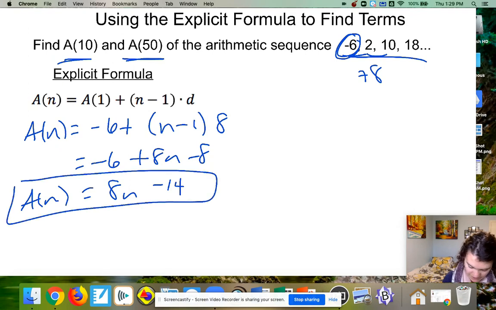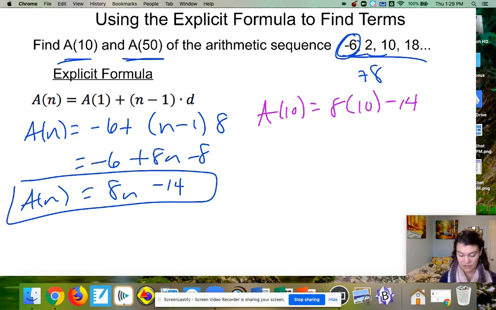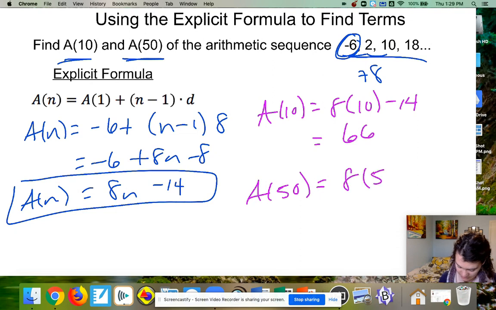So now if we want to find the 10th term, we just need to plug in 10. So a of 10 is going to be 8 times 10 minus 14. So much faster than having to add 8 a bunch more times and find all the terms in between as well. And we'll end up getting 66. The same with 50. Instead of adding 8 50 times to figure out what it is, you can just plug in 50. So you have 8 times 50 minus 14, and you'll get 386.